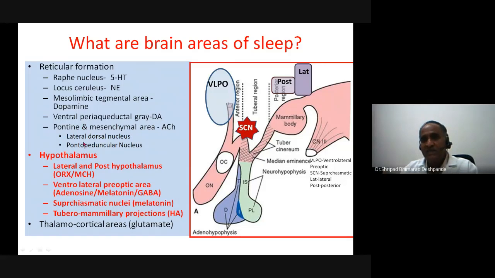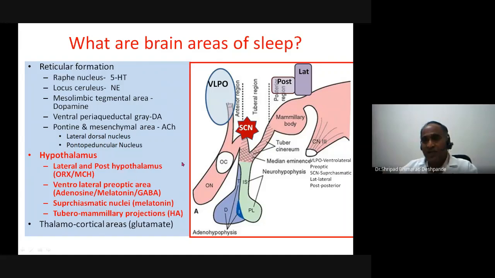Now we have another sleep center with cholinergic transmission, with acetylcholine as the transmitter. This is from the pontine and mesencephalic area, which includes the laterodorsal nucleus and pedunculopontine nucleus. These first four, Raphe, locus ceruleus, mesolimbic and ventral periaqueductal area, and I even include here the tuberomammillary projections, are all put together as the aminergic components of sleep. Now we have another component, the cholinergic component, which is present in the pontomesencephalic region.